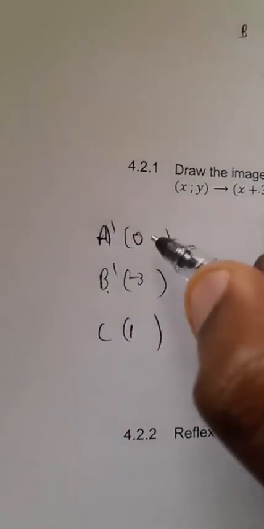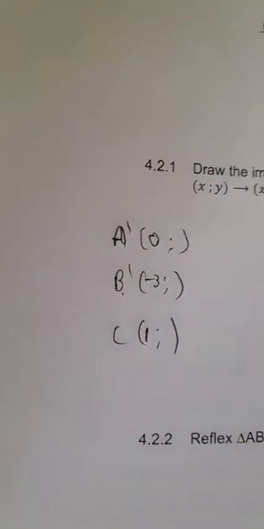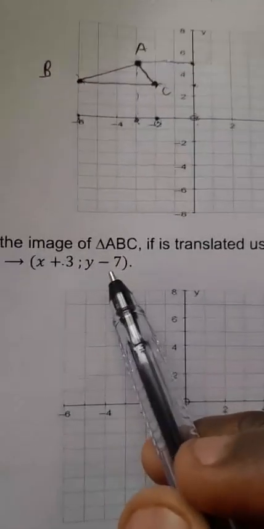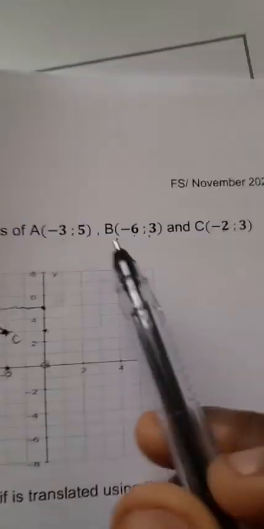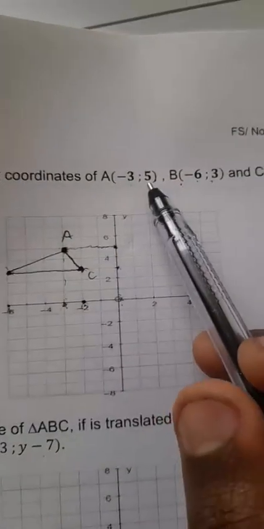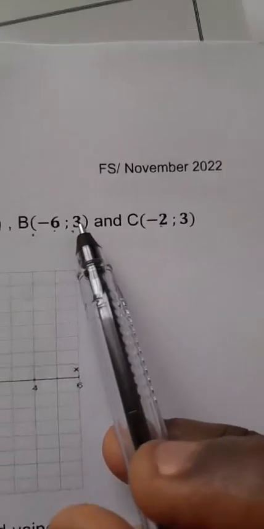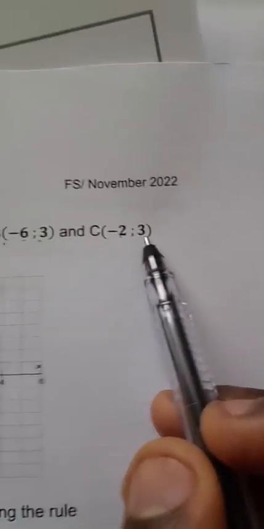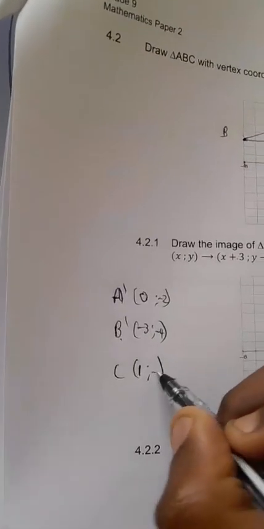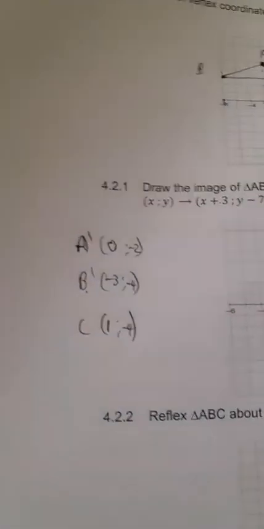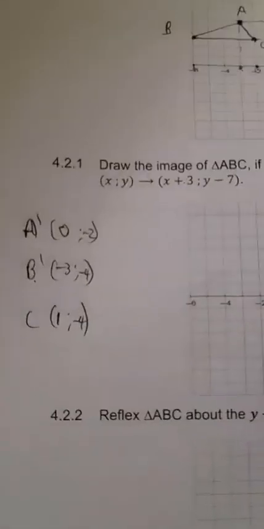Then I go on to my Y coordinates for each one. Now, Y, -7. So I'm going to subtract 7 from my Y coordinates. 5 minus 7 gives me -2. 3 minus 7, I get -4. 3 minus 7 again, I get -4. Okay, so hopefully we got that.